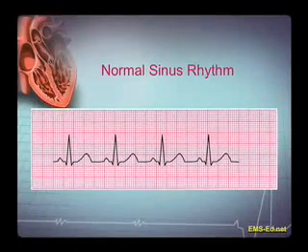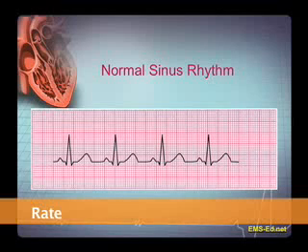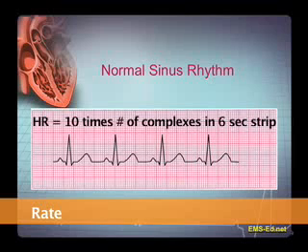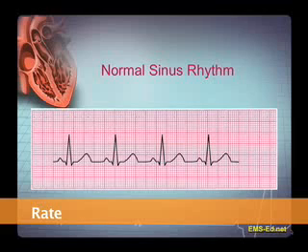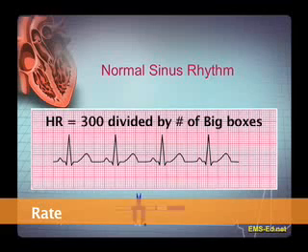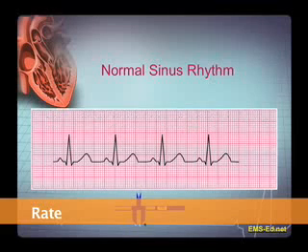Before we know what is abnormal, we need to know what is normal. Again, let's be systematic. First, what is the rate? Well, we could count the number of complexes in a 6-second strip, multiply by 10, and we'd have our heart rate. But this is not a 6-second strip. No problem. Count the number of big boxes between R waves, divide that number into 300, and that is the heart rate. Let's try it.